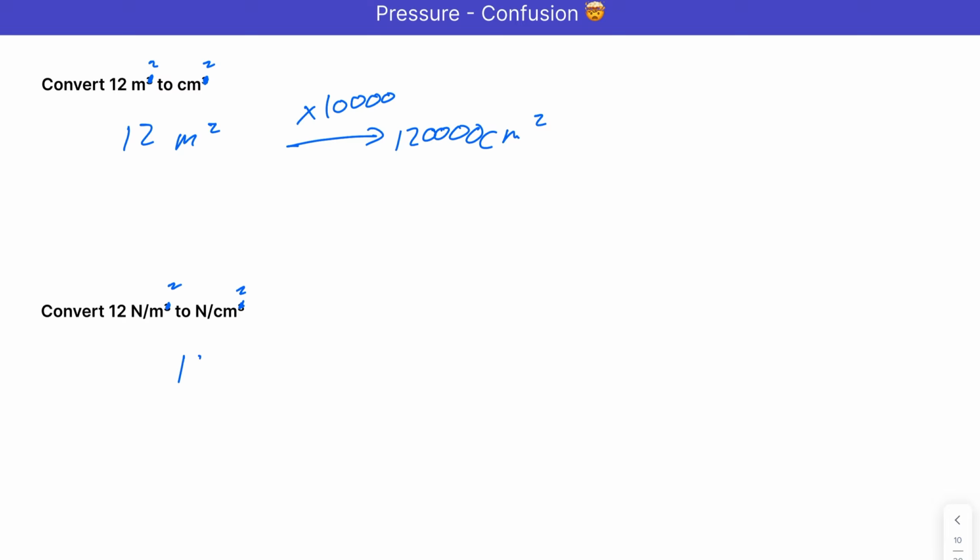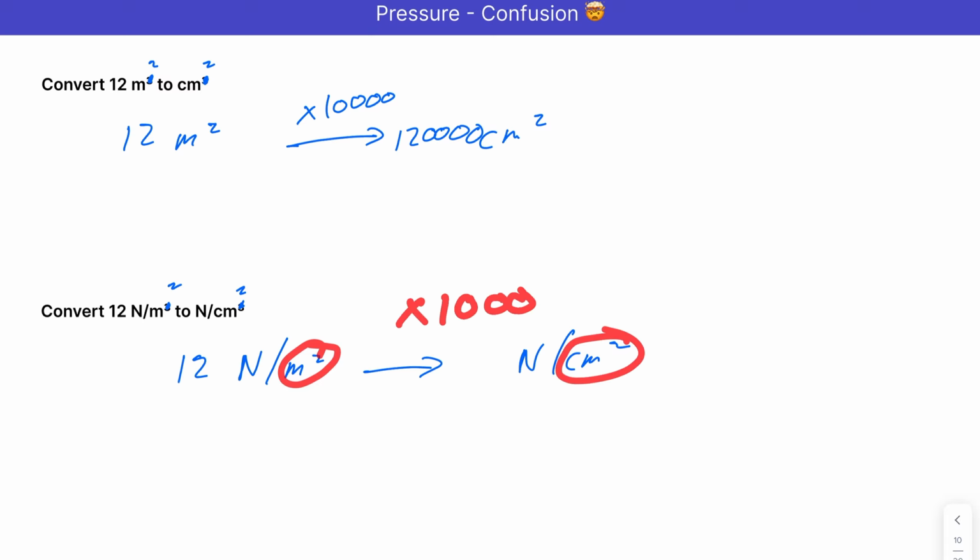Now, when people come down here and think, well, how do you go from a pressure of newtons per meter squared to newtons per centimeter squared, people think it's the same thing because you're going from meter squared to centimeter squared, so surely you just times it by 10,000 as well. And that's not right. You do not multiply this by 10,000. In fact, the correct answer here is you divide it by 10,000. Now, it's important I address why that's the case.